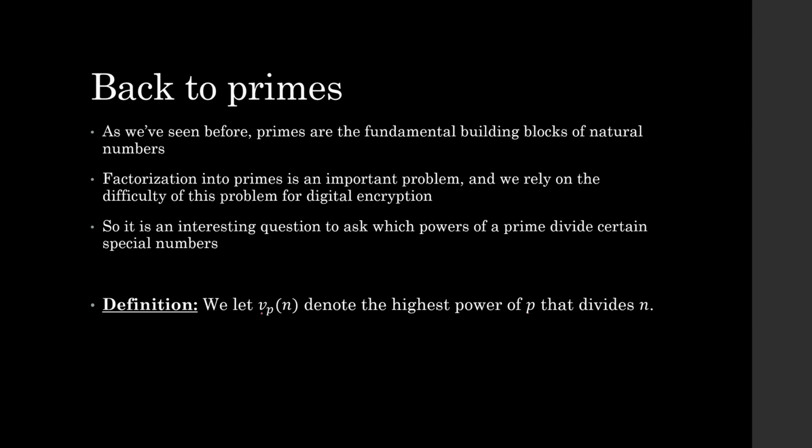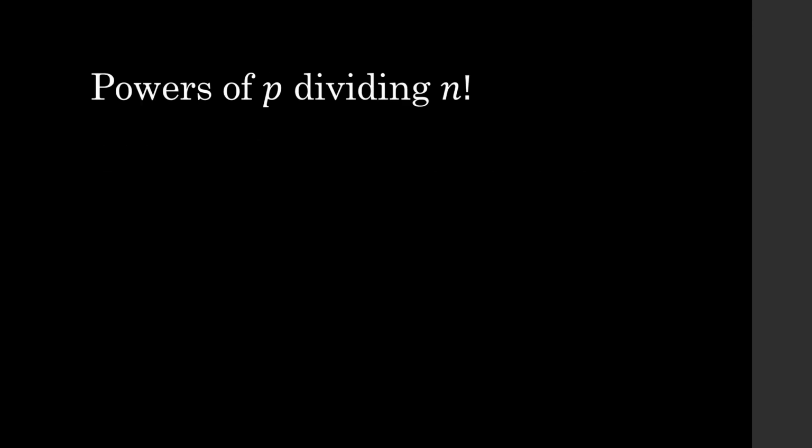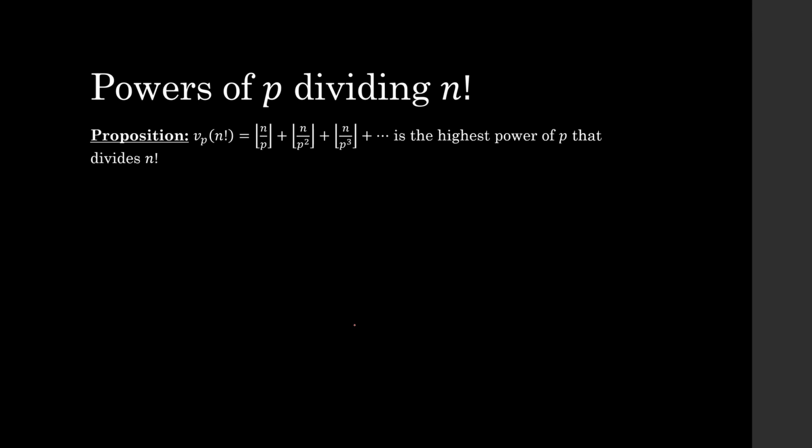And so most of the time we're going to be asking, when can we compute this for some special numbers? So let's look first at what we can do for n factorial. The first proposition we've got is that Vp of n factorial, the highest power of any prime p that divides n factorial, is going to be this sum here.